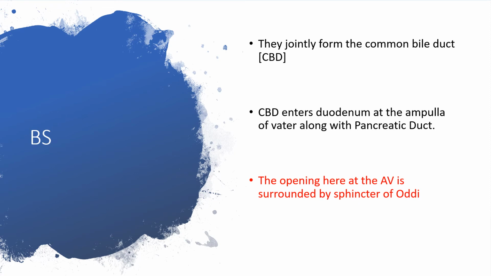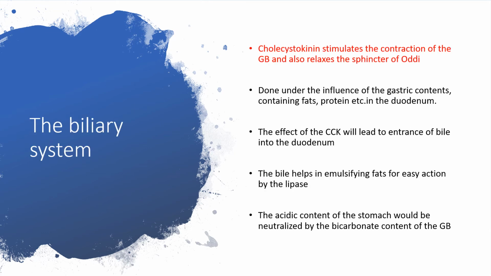The common bile duct will enter the duodenum at the ampulla of Vater along with the pancreatic duct. The opening here at the ampulla of Vater is surrounded by a sphincter known as the sphincter of Oddi. Cholecystokinin stimulates the contraction of the gallbladder and also relaxes the sphincter of Oddi. This is a perfect role because if the gallbladder is contracting and the sphincter of Oddi is not relaxing, then the content of the gallbladder will not be able to drain into the duodenum and there will be backflow.